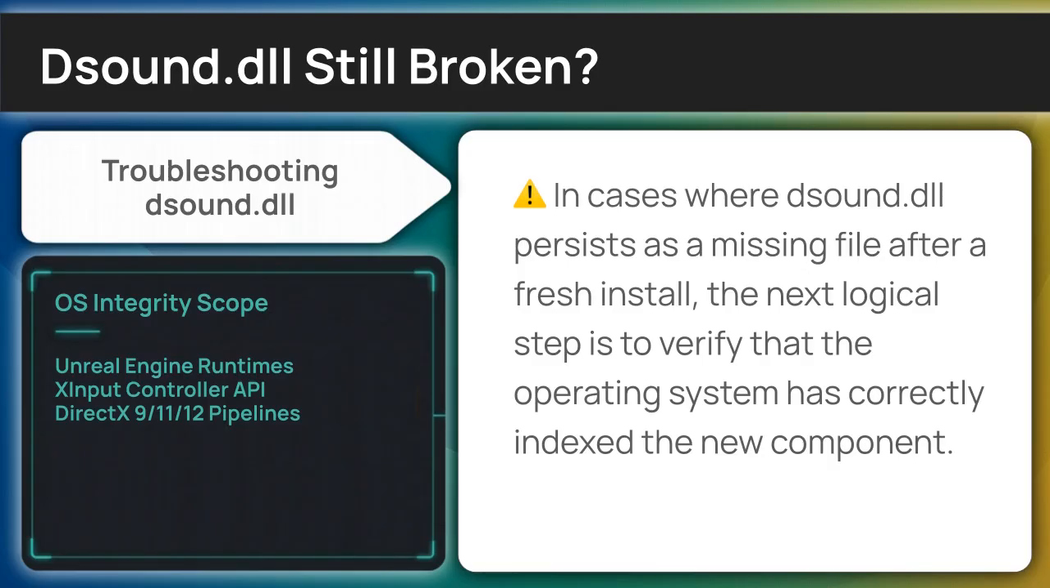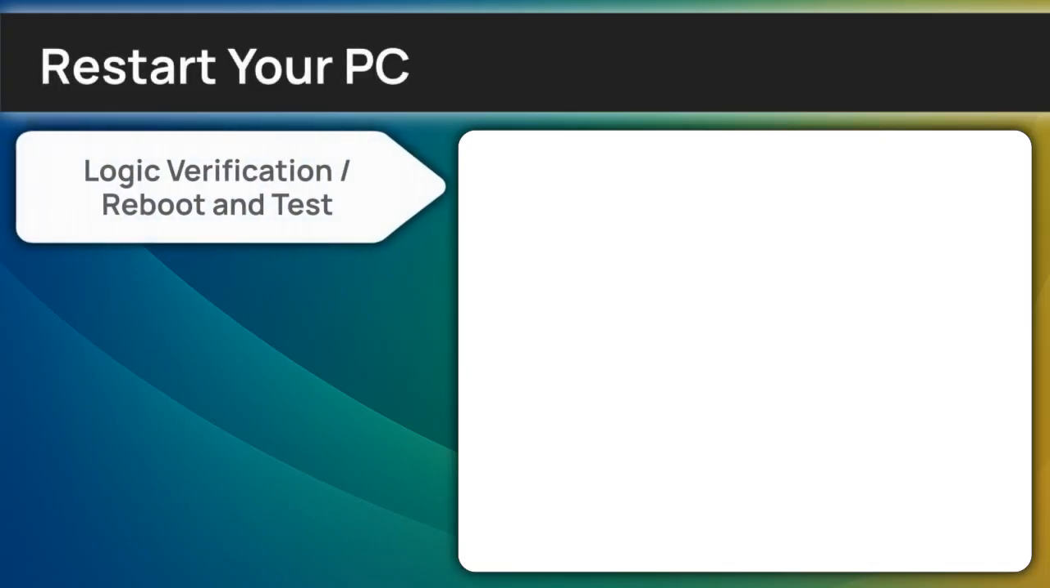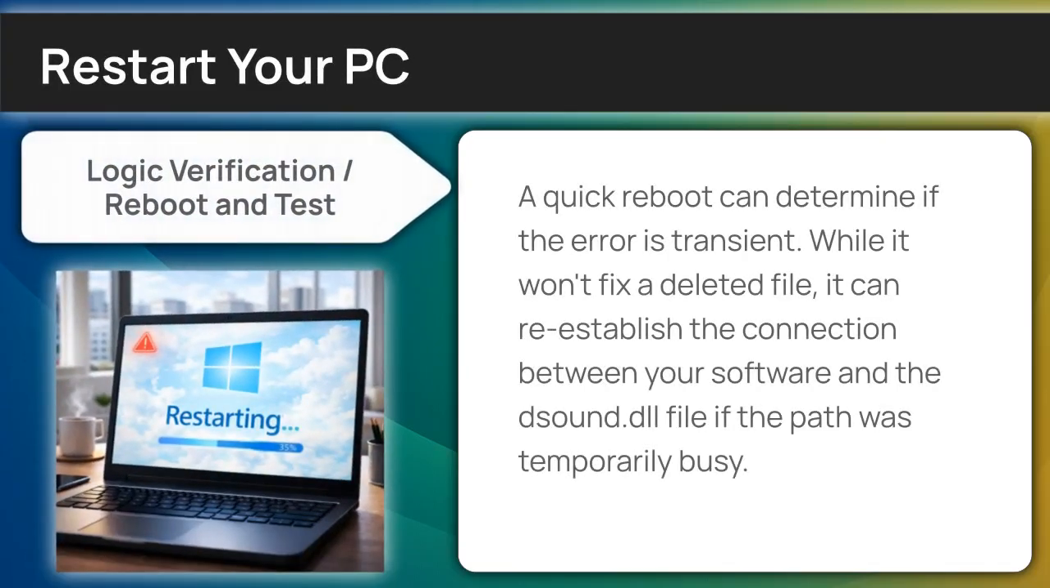Should the file remain missing after a reinstall, we need to ensure that the operating system is forced to re-index its shared library paths. A quick reboot can determine if the error is transient. While it won't fix a deleted file, it can re-establish the connection between your software and the DirectSound library file if the path was temporarily busy.